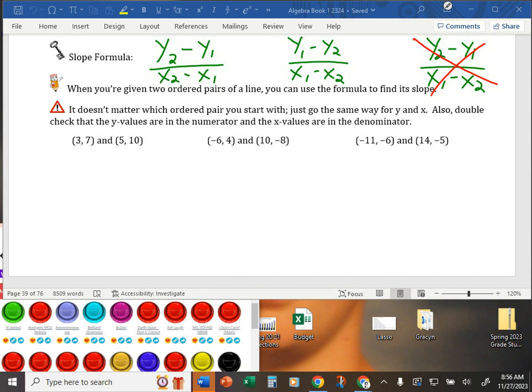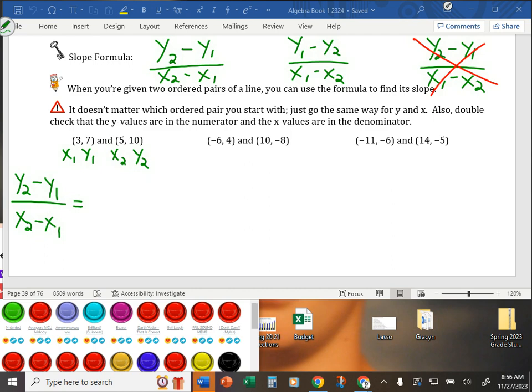And where that y2 and y1 comes from is the ordered pairs. This is our first x. This is our first y because they come from the first ordered pair. This is our second x. This is our second y because they come from the second ordered pair. After that, just plug them in, okay? y2 minus y1 over x2 minus x1.